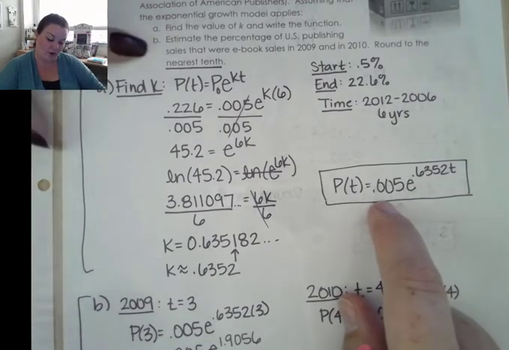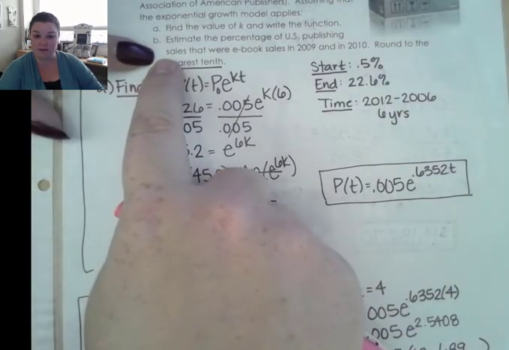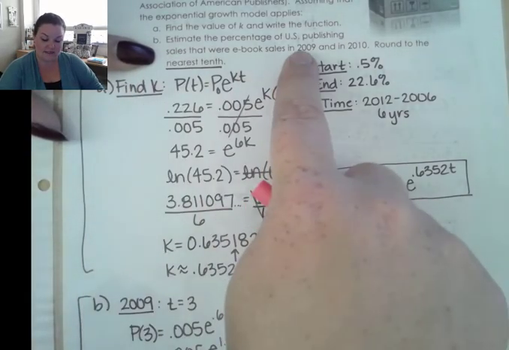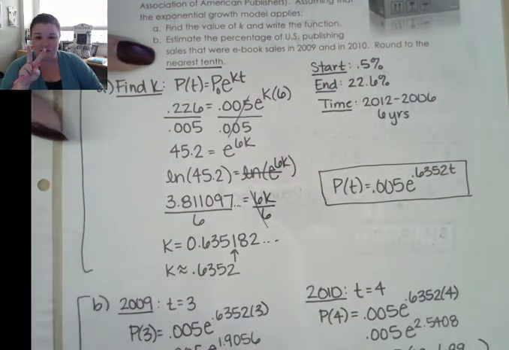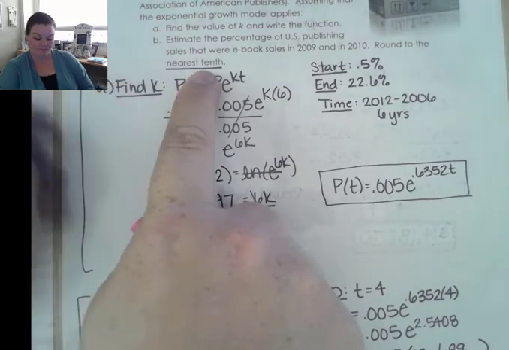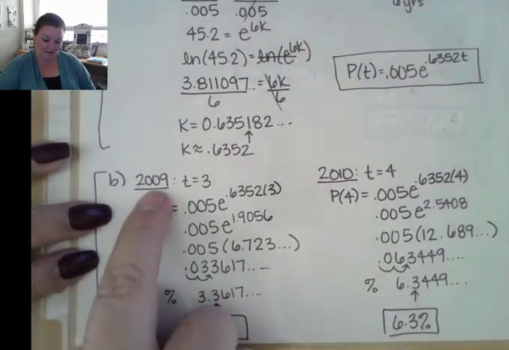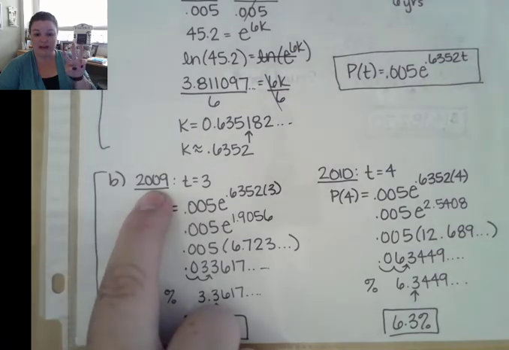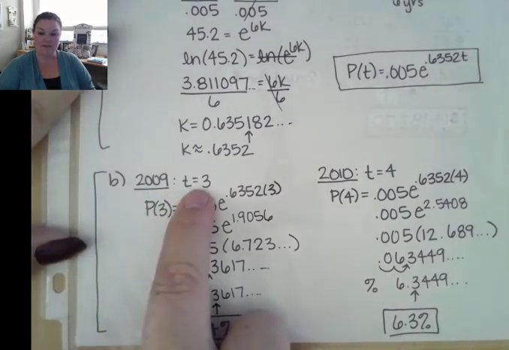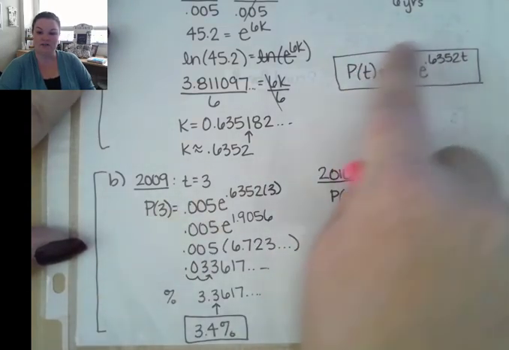In this case, for part B, it wants us to figure out the percentage of publishing sales for 2009 and for 2010. So it wants us to find 2 answers, and it says round to the nearest 10th. So first thing we're going to do in 2009, that means that 3 years has passed since 2006, right? So our time is 3. So we're just going to plug 3 into our function for t.